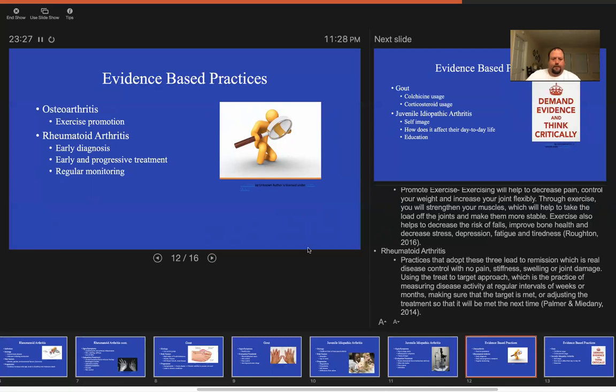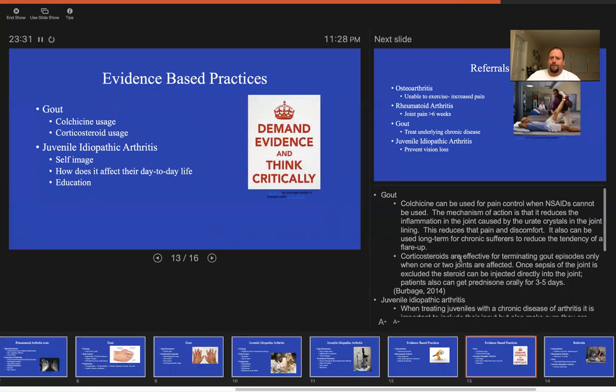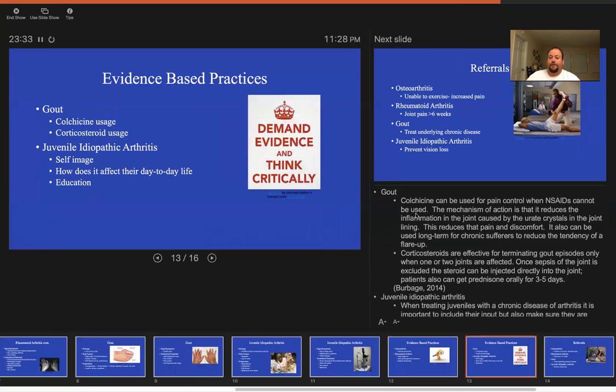All right, so excellent. Gout. Colchicine can be used to control pain when NSAIDs cannot be used. The mechanism of action is that it reduces inflammation in the joint caused by the urate crystals in the joint lining, reducing that pain and discomfort. It can also be used long-term for chronic sufferers to reduce the tendency of a flare-up.